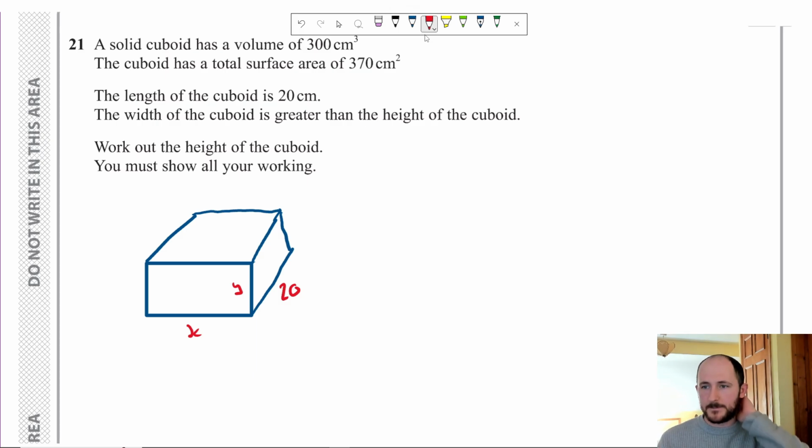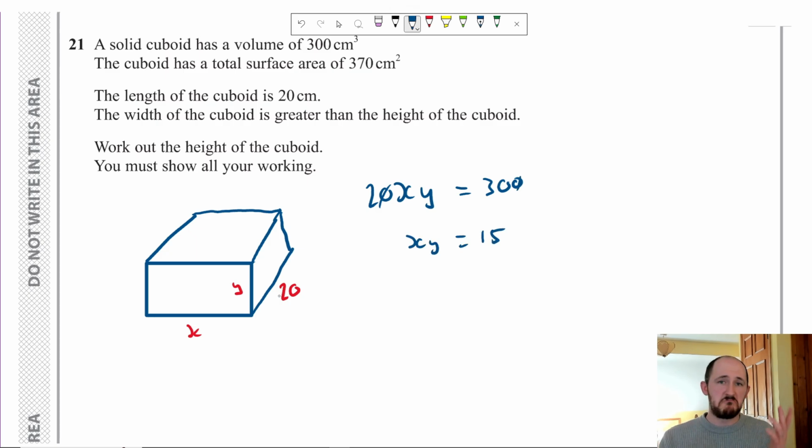Fine, happy with that. Well, first of all, the volume is 300, so let's just write that out. How do you work out the volume of a cuboid? You times all the sides together. So x, y times 20, so 20xy equals 300. So divide both sides by 20, you get xy equals 15. Okay, that's something. We might be able to use that in a minute.